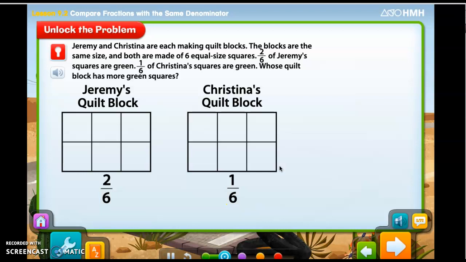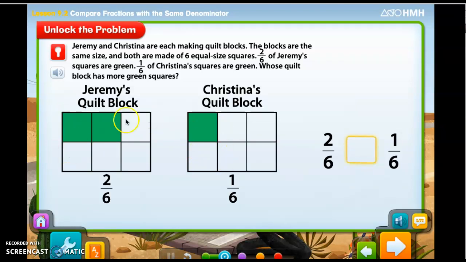Now shade 2 squares, or 2/6 of Jeremy's quilt, green. So we're shading these two because his is 2/6. Next, shade 1 square, or 1/6 of Christina's quilt, green. And 1. Now you can compare 2/6 and 1/6. The greater fraction will have the larger amount of the whole shaded. Which fraction is larger?